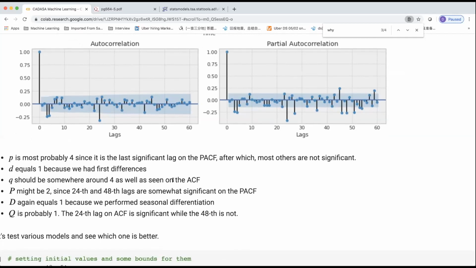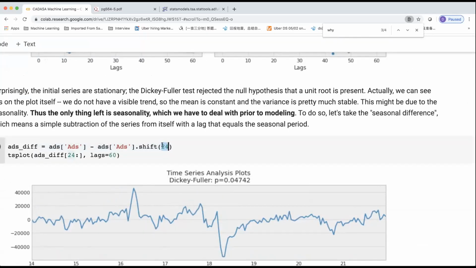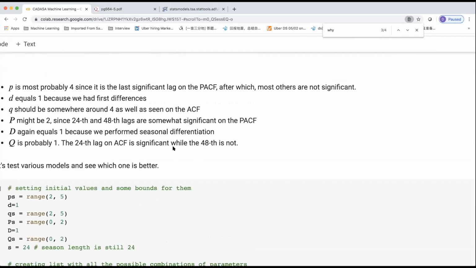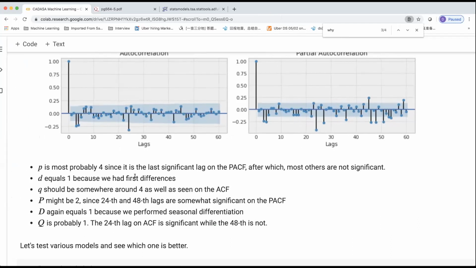Capital D equals 1 because we actually did one seasonal difference. We only did it at 24, we didn't do 48. And capital Q is 1 here because we only have 24 as a significant one. The 48th one is not significant at all. So this part might be confusing. I will just pause here for a second in case you have any questions about these parameters.